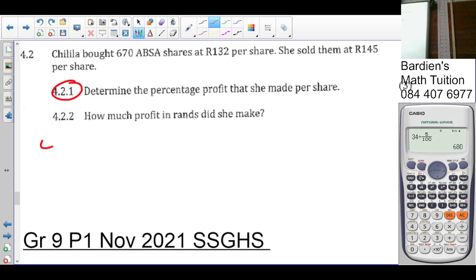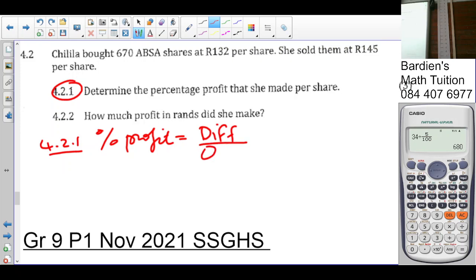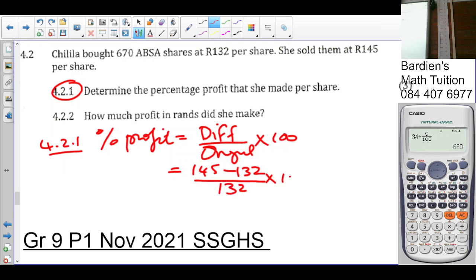So how do you work out percentage profit? We say the difference. Percentage profit. It could have been percentage loss as well. The same formula is difference over original times 100. So the difference is going to be 145 Rand minus 132. The original price is 132, times 100. So it's going to be 145 minus 132 over 132, times 100. That gives us 9.85%.